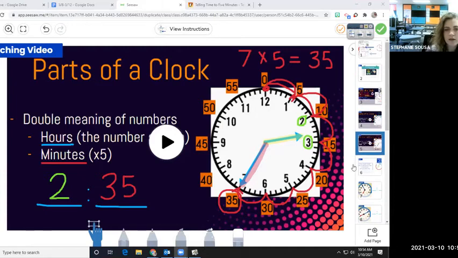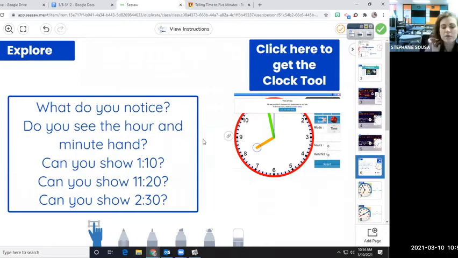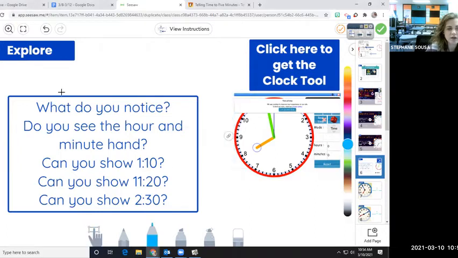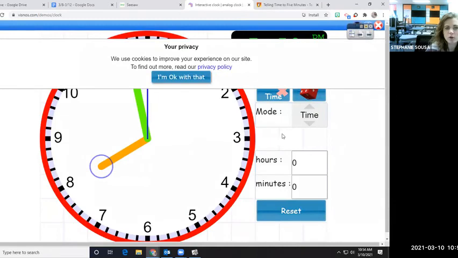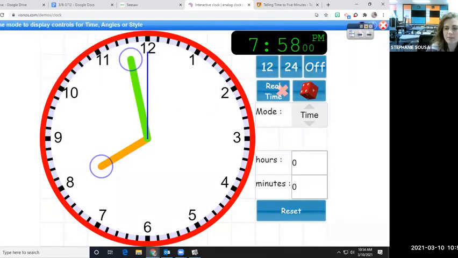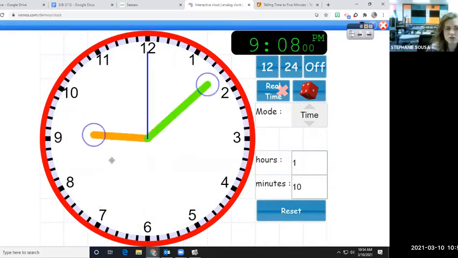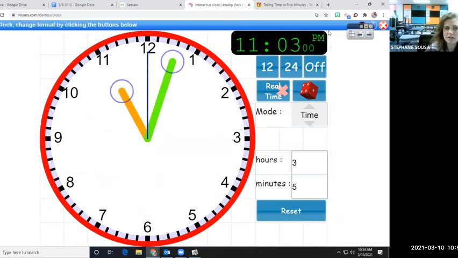Okay, let's take a look at a few of these together. We're going to practice with an online clock. On slide 6, you will notice there is a link. That link will take you to an online clock, okay? When you click on that link, there are questions I want you to focus on. What do you notice? Do you see the hour and minute hand? Go ahead and click on that link and it will open you up to a clock. You're going to have to click on I'm okay with that. And then you can move those hands around. Notice what happens as you spin the hands around. Take a few minutes to play around with that clock.